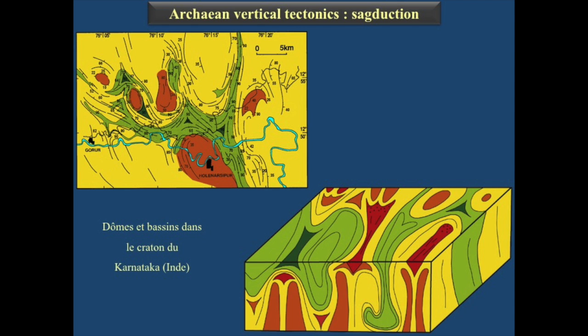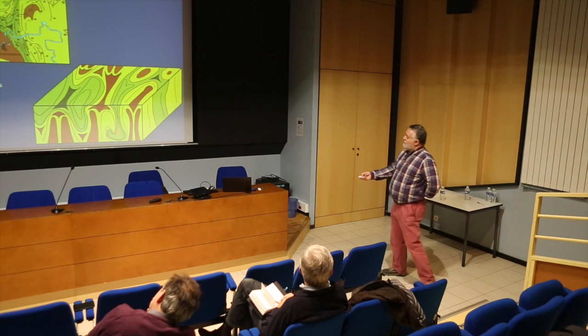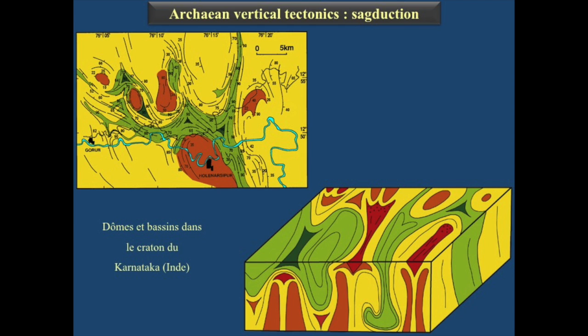And if we look at this kind of diagram in 3D, we can see that the domes are ascending and the greenstone is sinking into the gneisses. So this results in vertical structure. And this kind of vertical structure can be driven only by gravity forces. This kind of structure is called sagduction. It is known only in Archean terrains.